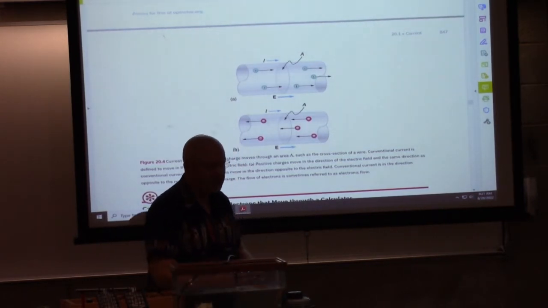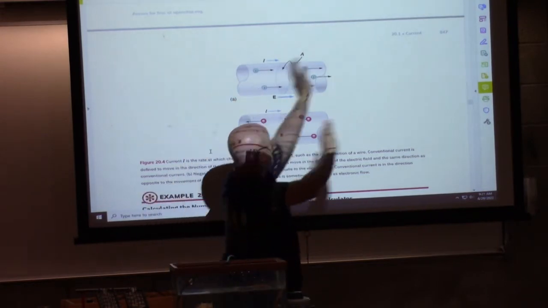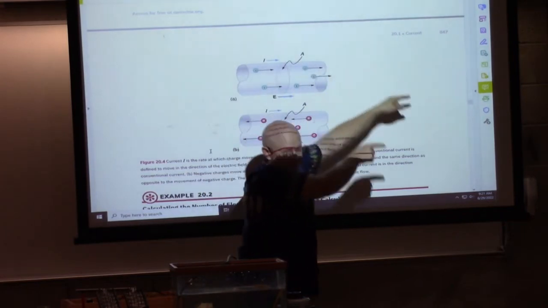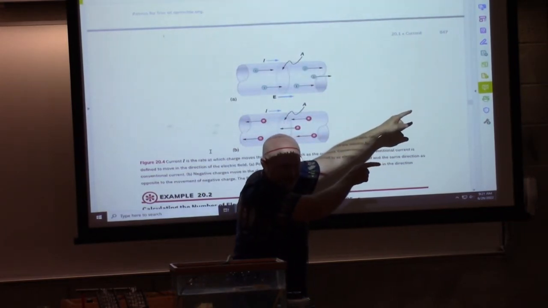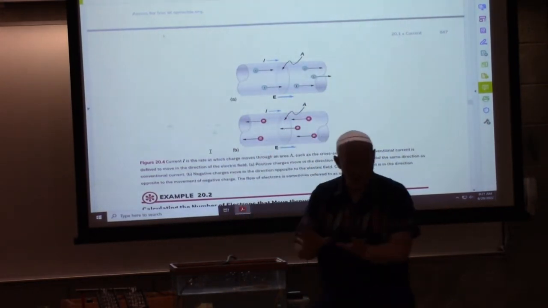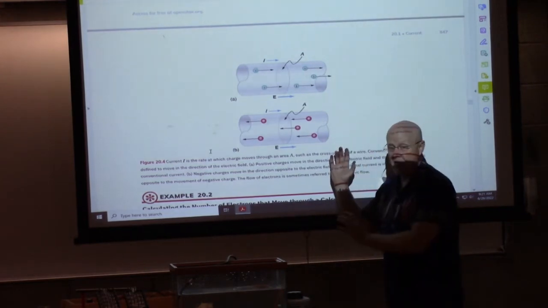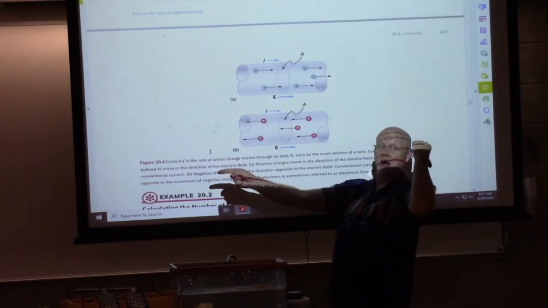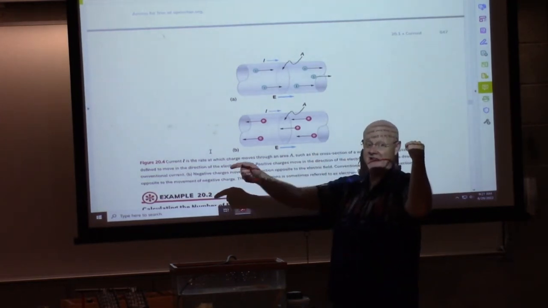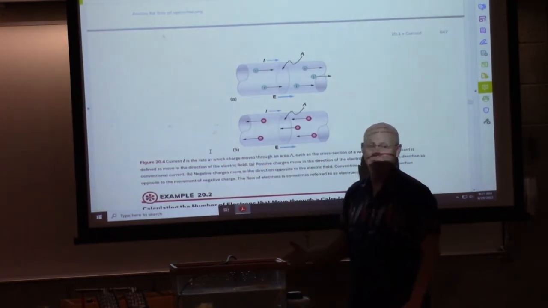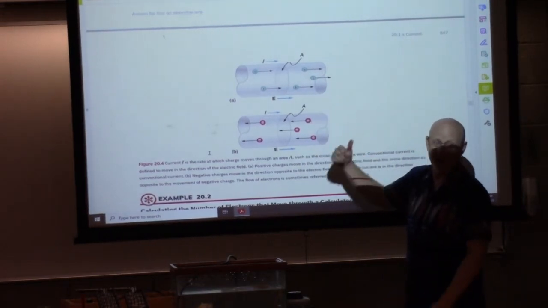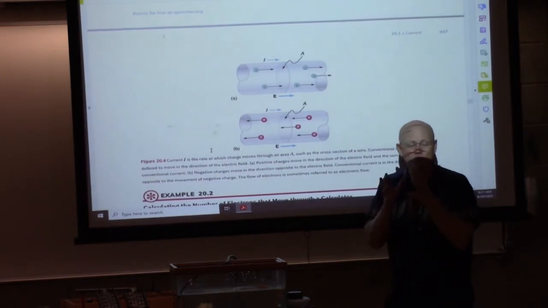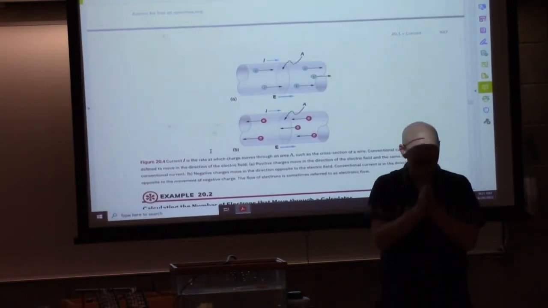So if it is positives that move, then I would say the current is in that same direction. But here's where it gets kind of weird. If the negatives are moving, so if the negatives go that way, this side gains positive charge because the negatives left. So the current is this way. And I'm trying to say in both scenarios, the current is left to right. Do not look at the direction that the charges actually flow.